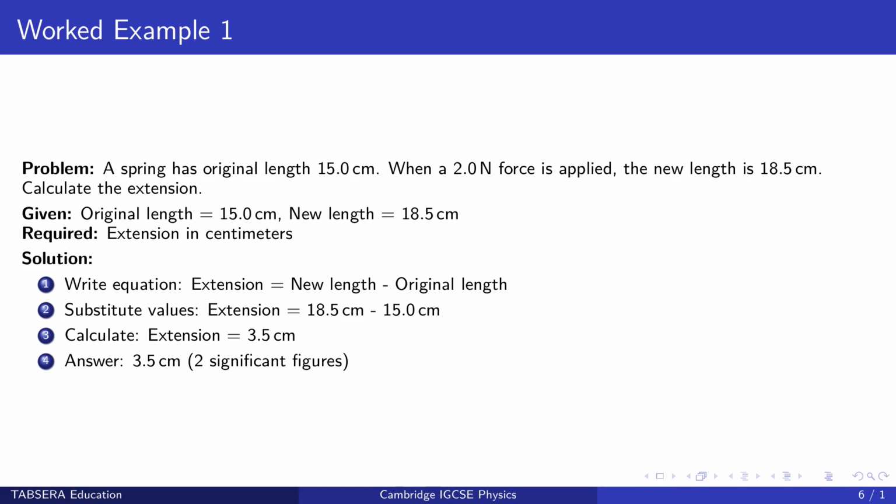Step 1. Write the equation. We use the extension formula, which is extension equals new length minus original length. Step 2. Substitute the values. We write extension equals 18.5 centimeters minus 15.0 centimeters. Step 3. Calculate. 18.5 minus 15.0 equals 3.5. Step 4. State the answer. The extension is 3.5 centimeters to two significant figures.